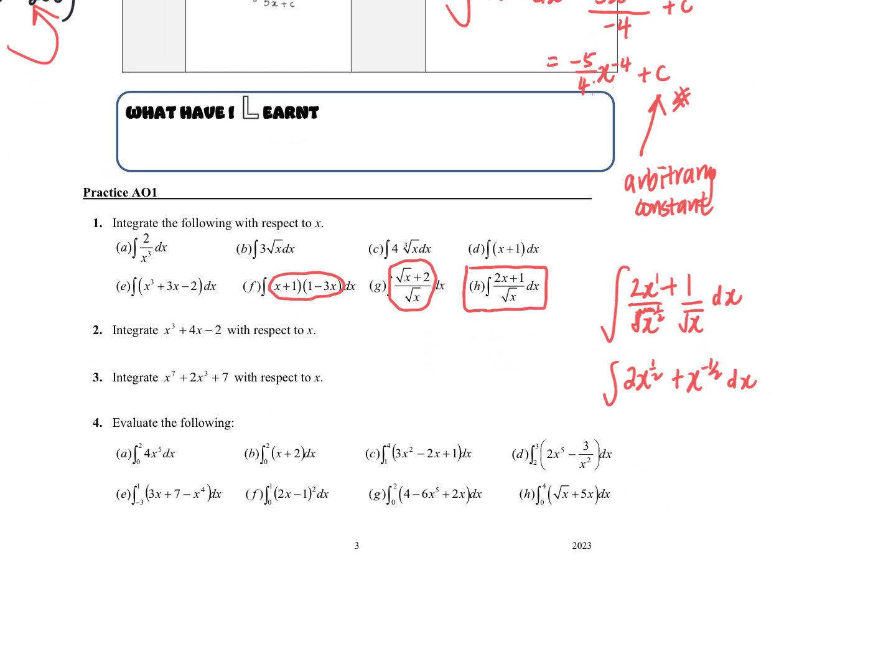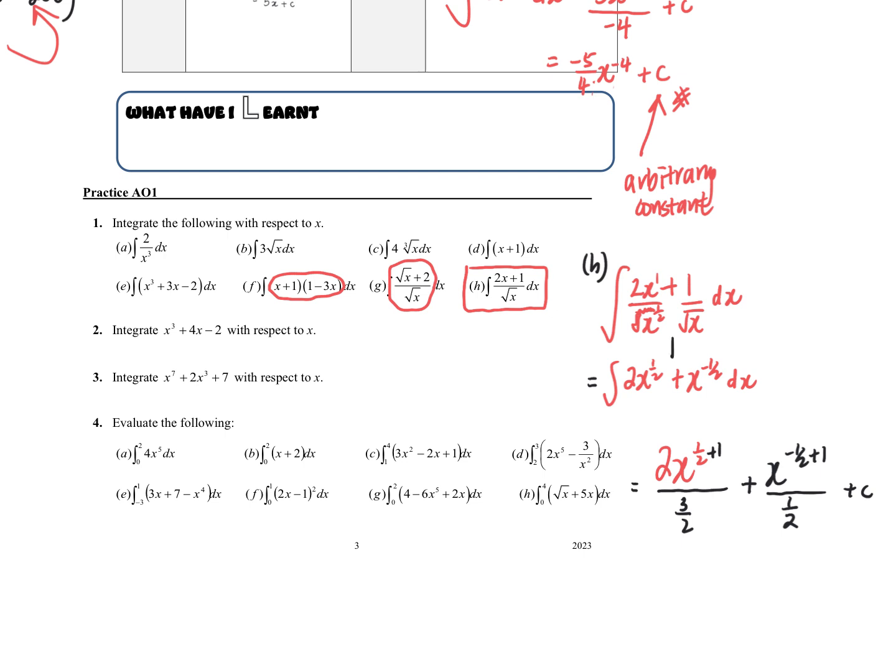Okay, so how to start integrating? We add the power by 1, divide by new power. We add the power by 1, divide by new power. Then add a plus C. Can you see everything is the same? This is your part H.